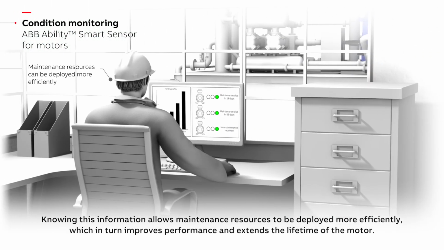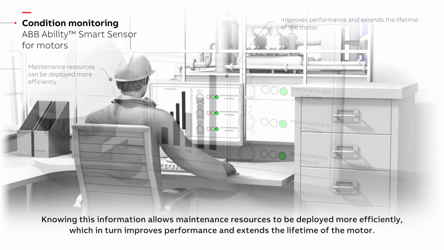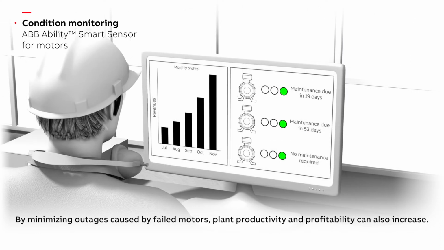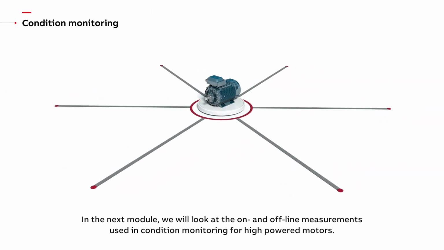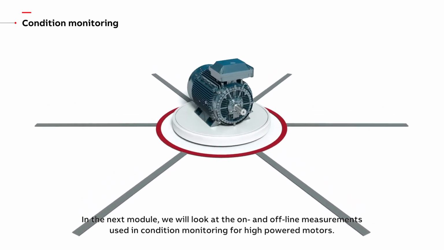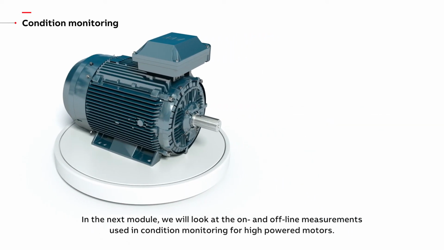Knowing this information allows maintenance resources to be deployed more efficiently, which in turn improves performance and extends the lifetime of the motor. By minimizing outages caused by failed motors, plant productivity and profitability can also increase. In the next module, we will look at the on- and offline measurements used in condition monitoring for high-powered motors.